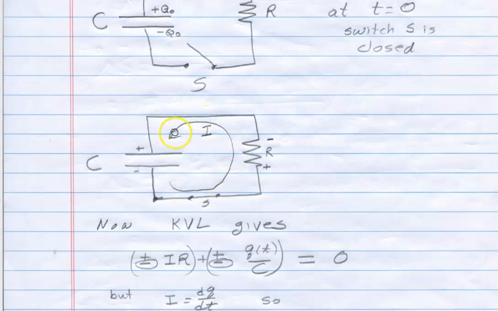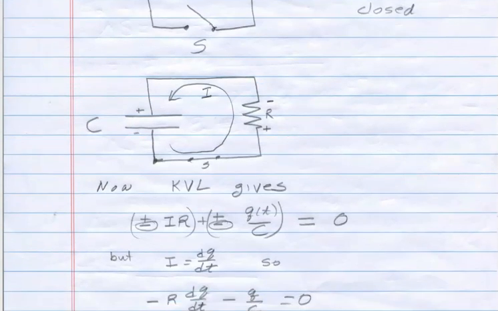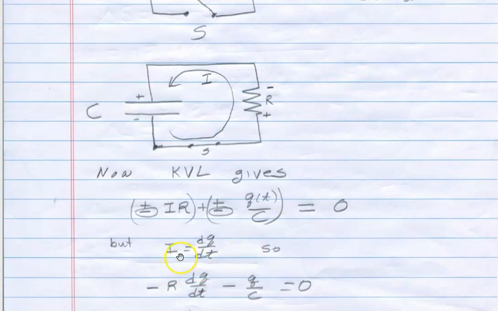And then I go across the capacitor, and that's going to be Q over C, the charge on the capacitor divided by its capacitance. And the last sign I hit as I come across it is the minus. And again, I know that I is dq dt, and so I go ahead and plug that in for I. So I get a minus R times dq dt, and over here I'll get a minus Q divided by C.